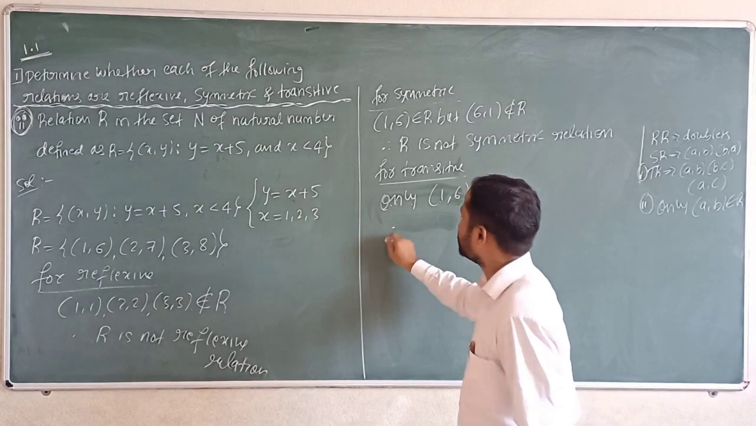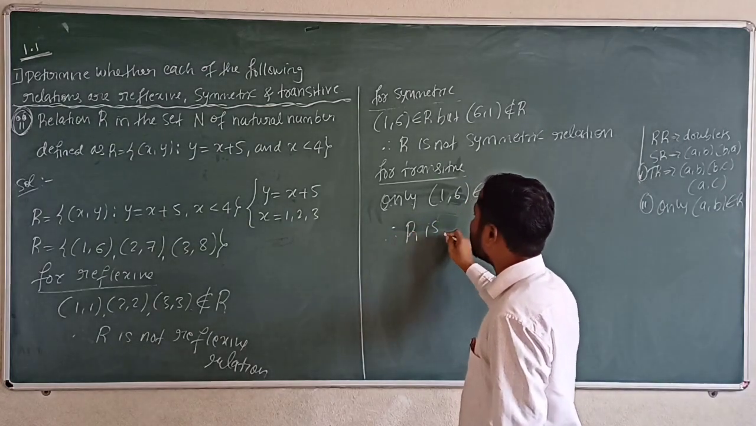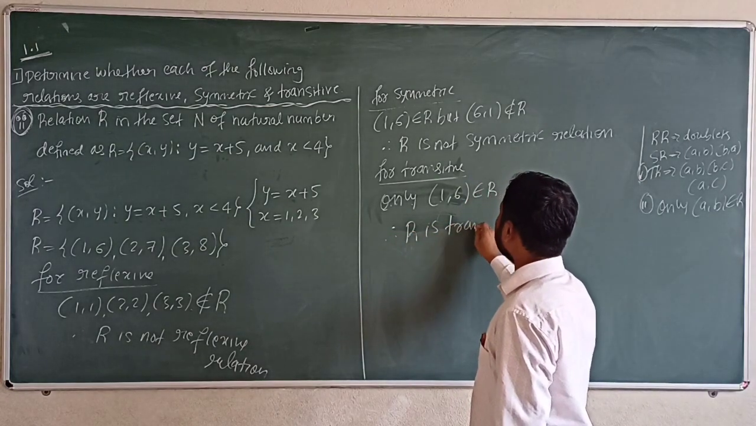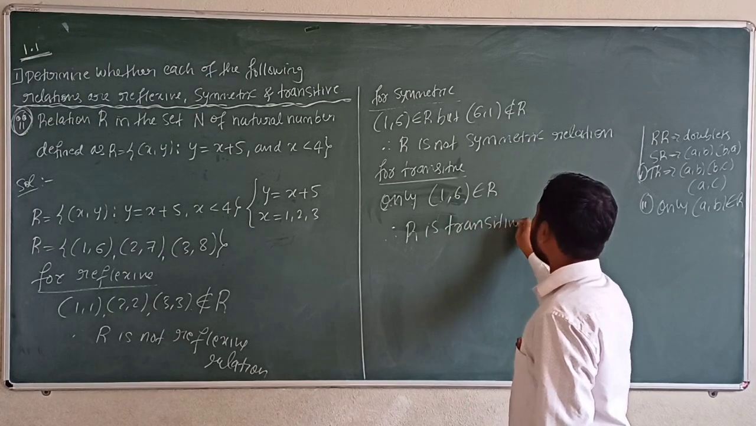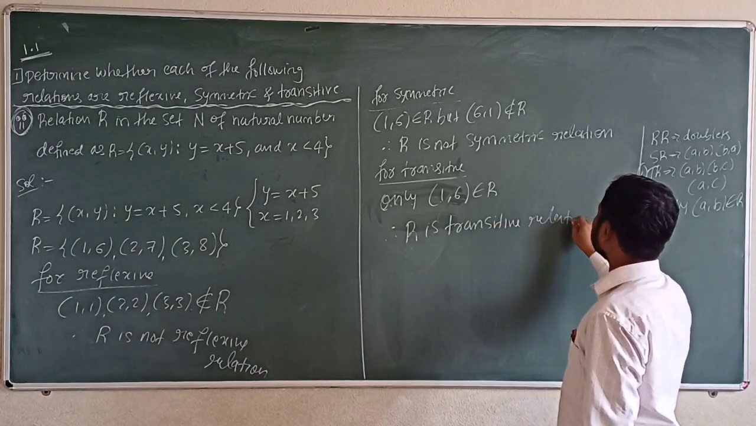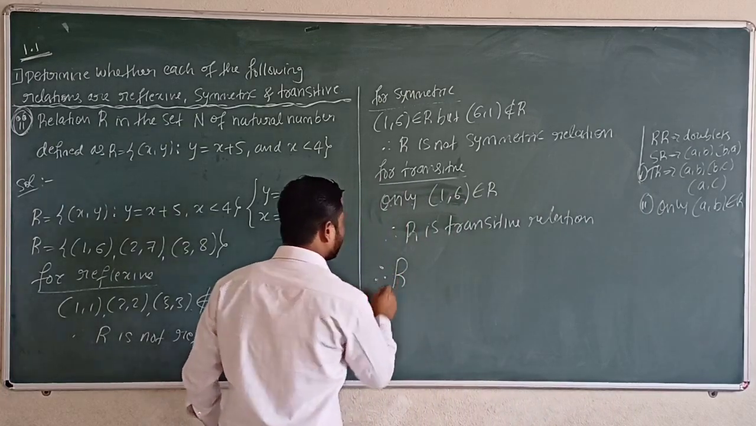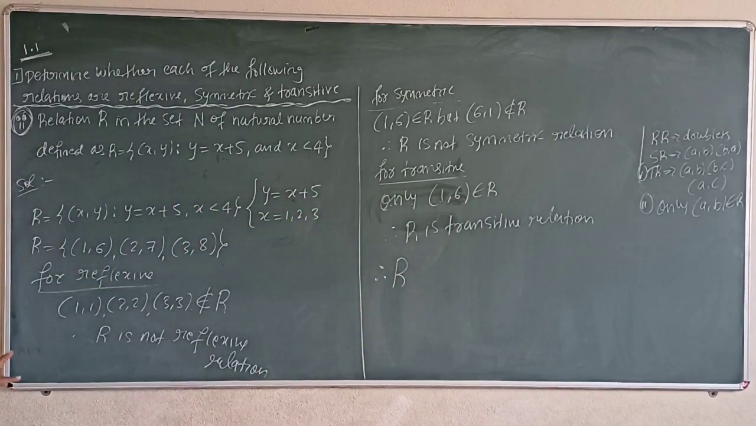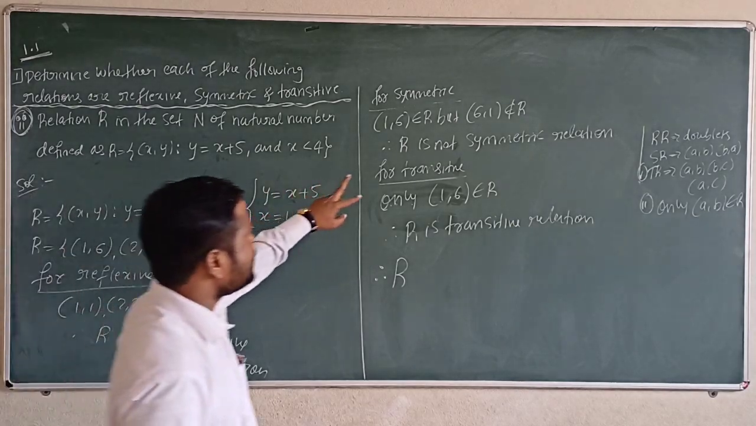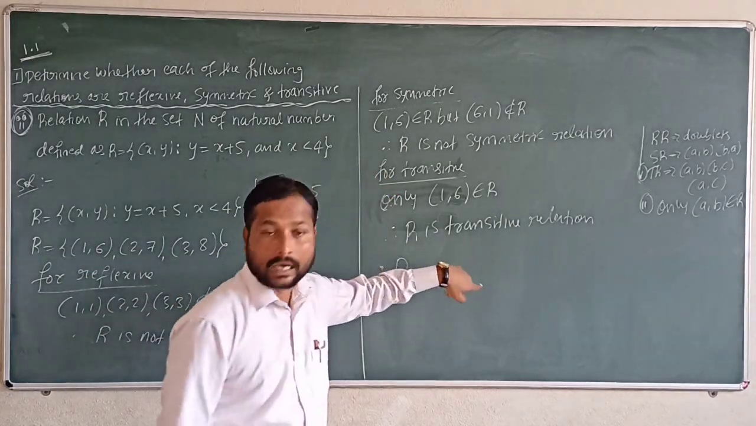So therefore R is what here? R is a transitive relation. Okay, so therefore now the second question is what here? The second question is neither reflexive nor symmetric but transitive also.